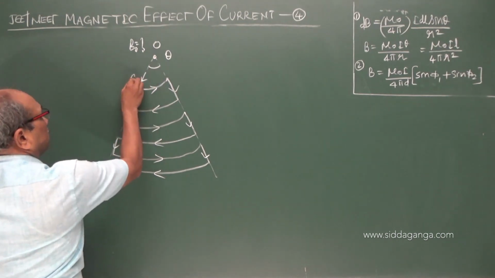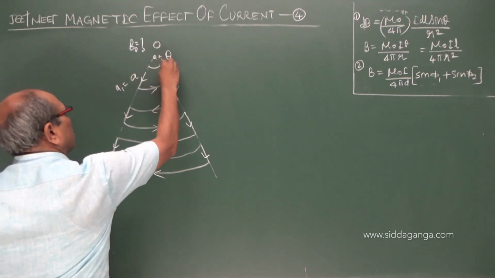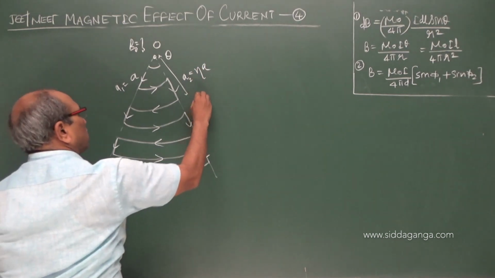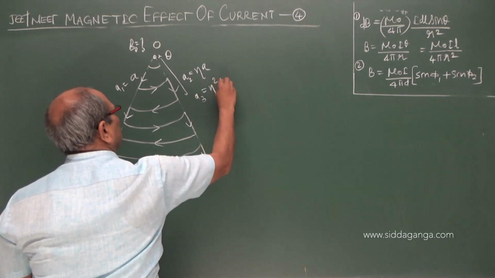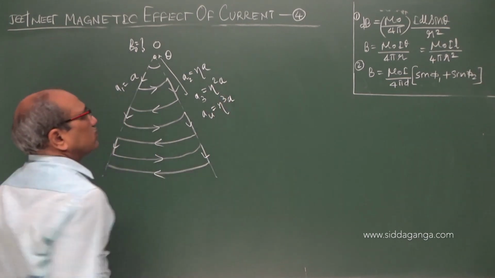So here it is theta, it is A. A1 is A. If you want A2, this is eta A. Similarly, A3 is equal to eta square A. A4 is equal to eta cube A, like that.